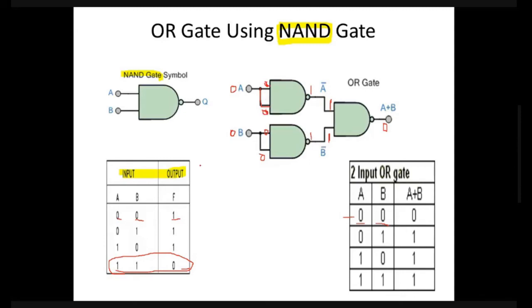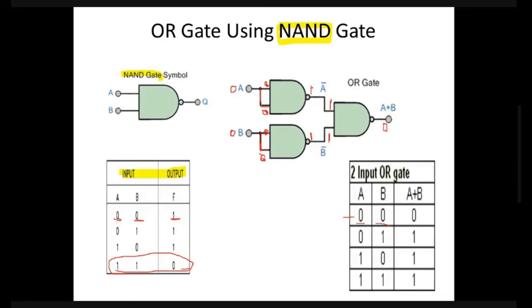These two are 0, 0, 0. What is the NAND output? It is 1. So here we take the 1. Now the second input B. B is also 0. This is also short circuited, so this is also 0. If we consider the separate NAND gate with 0, 0, what is the output? 1. So here is 1.